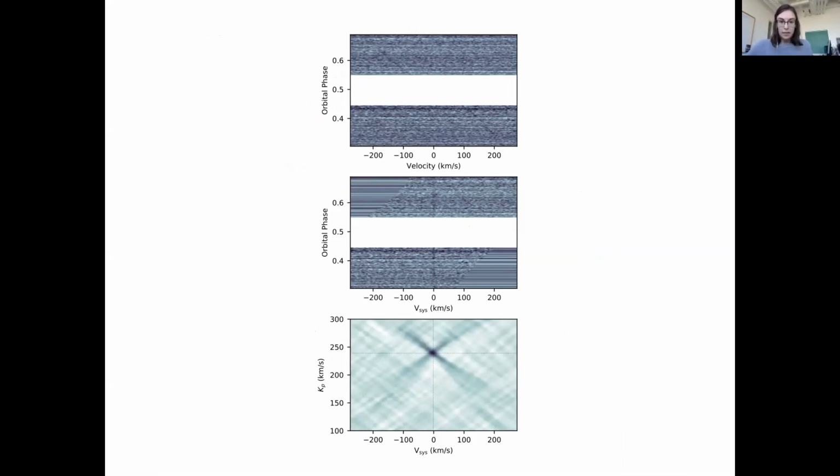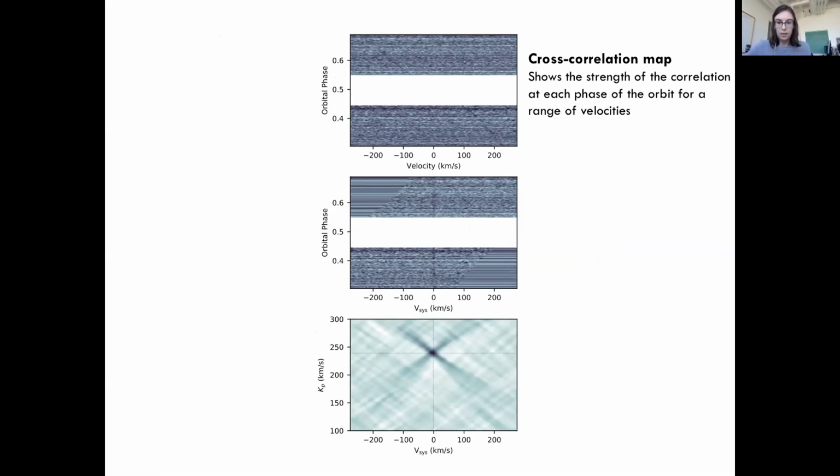At the top is the cross-correlation map. This shows you how strong the correlation is between the data and a single model we're comparing at each orbital phase, that's that axis, and at a range of velocities to which we've shifted the model. So you get this nice streak here and here that shows that there is a correlation between the data and the model. And you'll notice there's a white gap here just because we don't have observations of the planet's secondary eclipse.